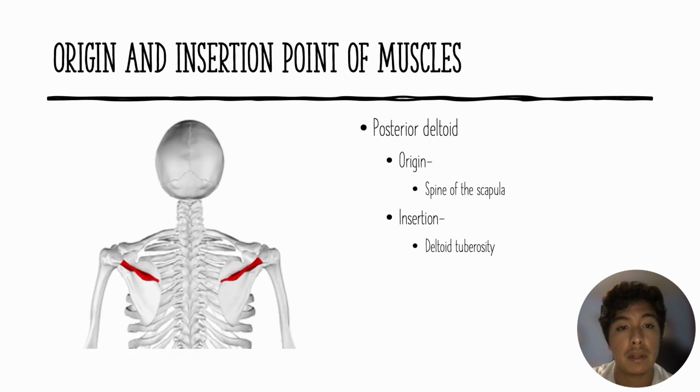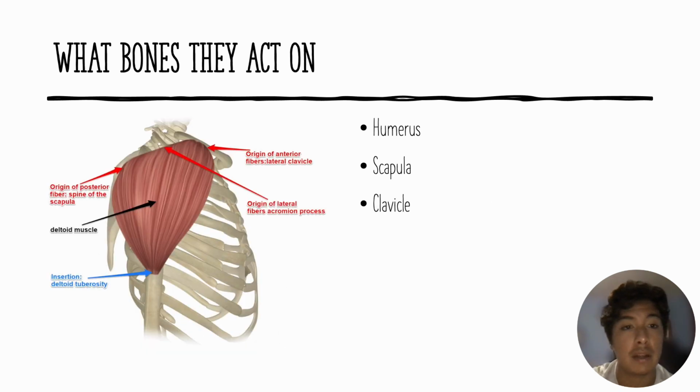For the posterior deltoid, the origin is the spine of the scapula, which you see on the image to your left highlighted in red, and the insertion is the deltoid tuberosity. The bones that the deltoid acts upon are the humerus, the scapula, and the clavicle.